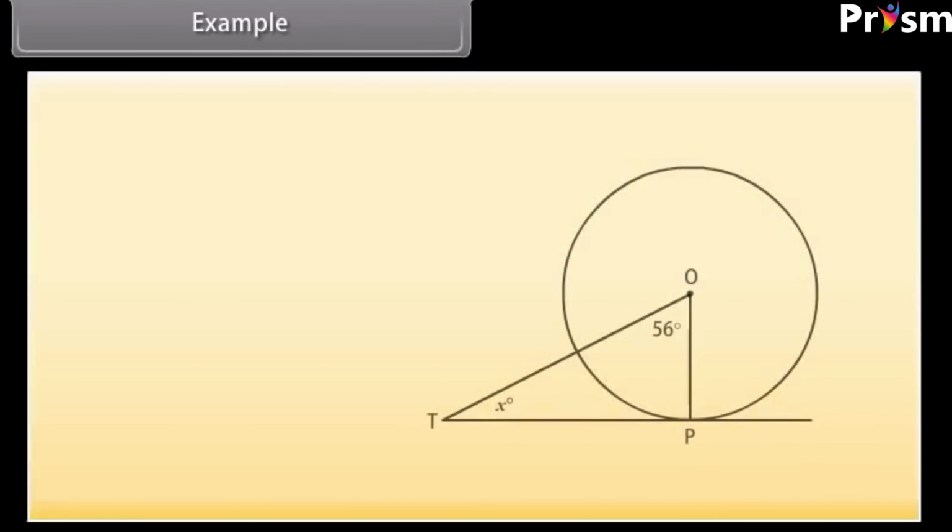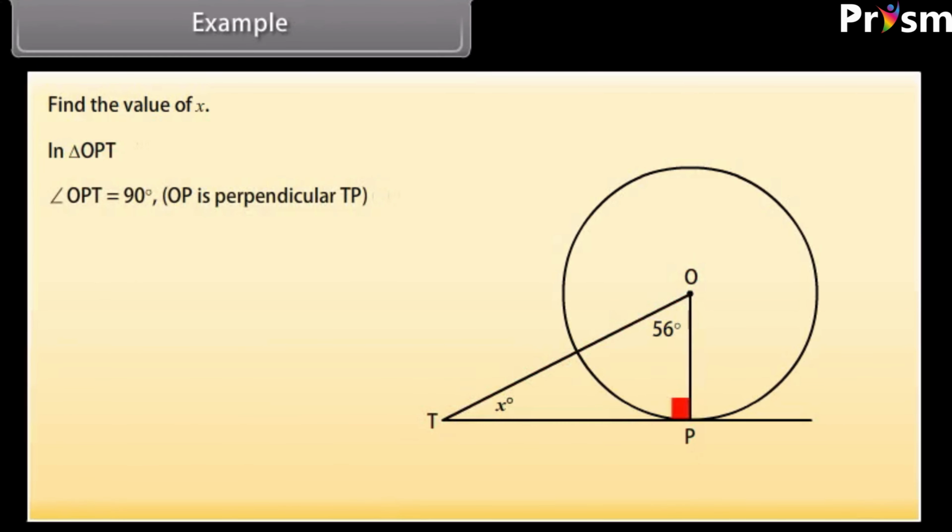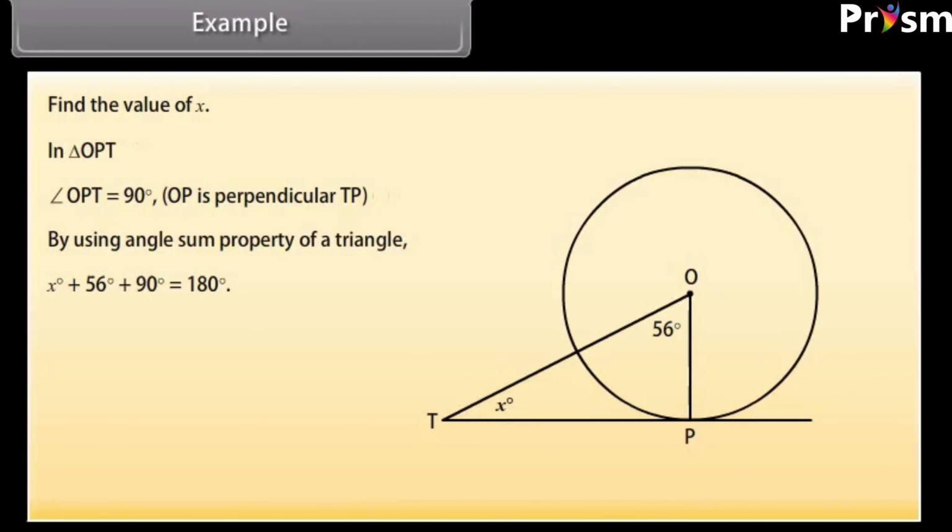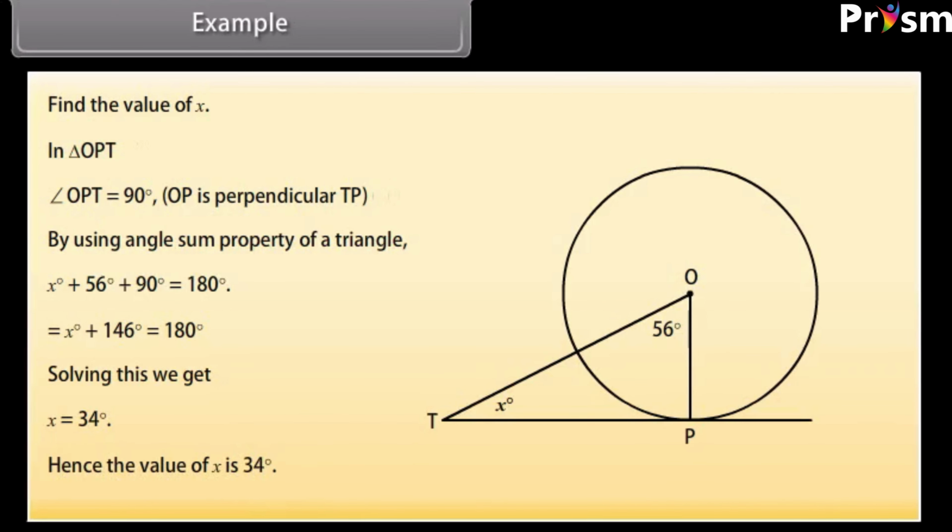Example. Look at the figure given. Find the value of x. In triangle OPT, angle OPT is 90 degree because OP is perpendicular to TP. Also, by using the angle sum property of a triangle, we can say that x degree plus 56 degree plus 90 degree, which is equal to x plus 146 degree, equals 180 degree. Solving this, we get x as 34 degree. Hence, the value of x is 34 degree.